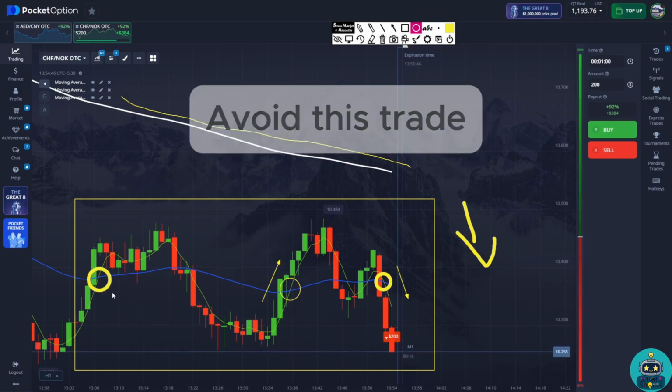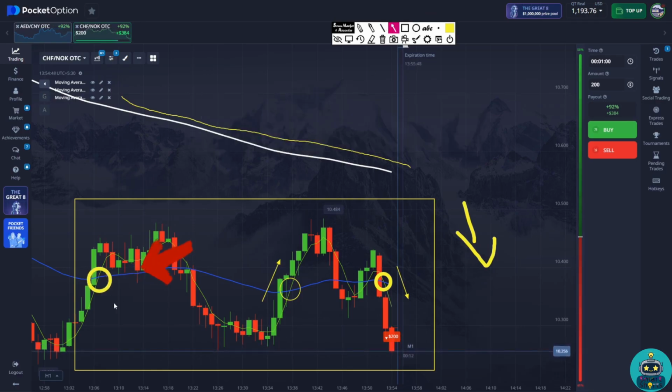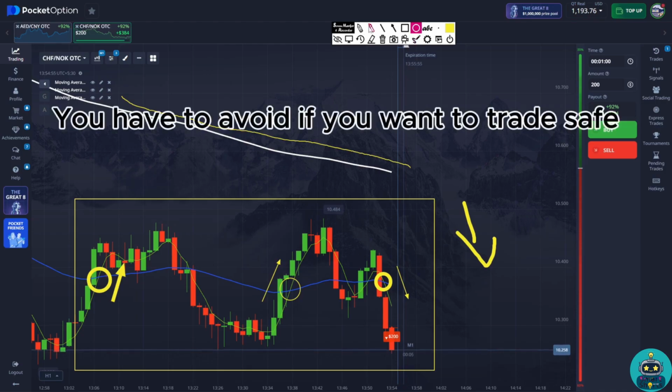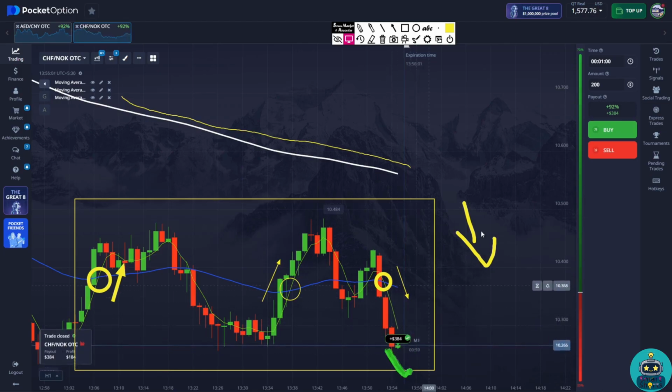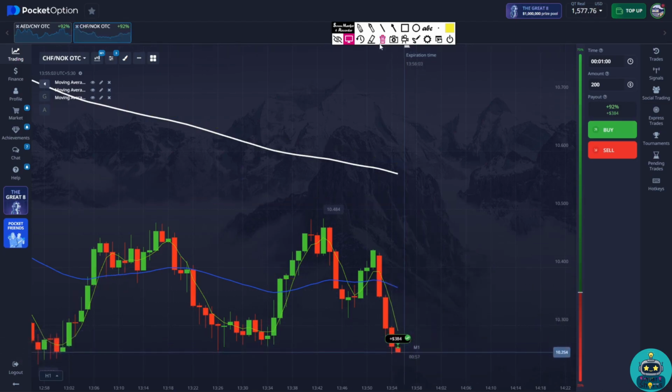You can see here as well, the green line crossed the blue line in the upward direction, which means you can take a trade for the upward direction, but of course, you have to avoid it if you don't have much balance and you want to trade safe. Here I have won this trade, so let's move forward and take some other trades.